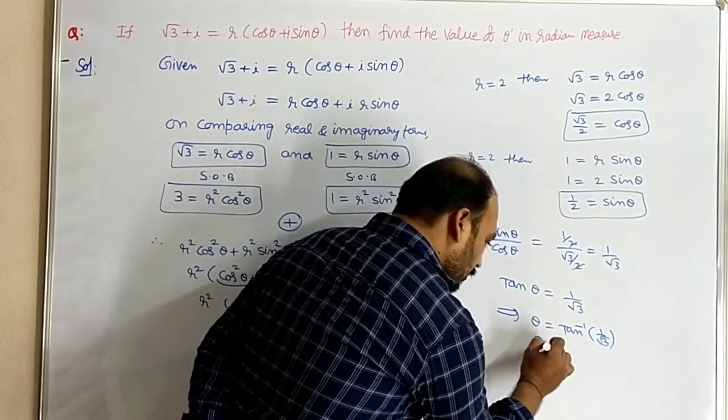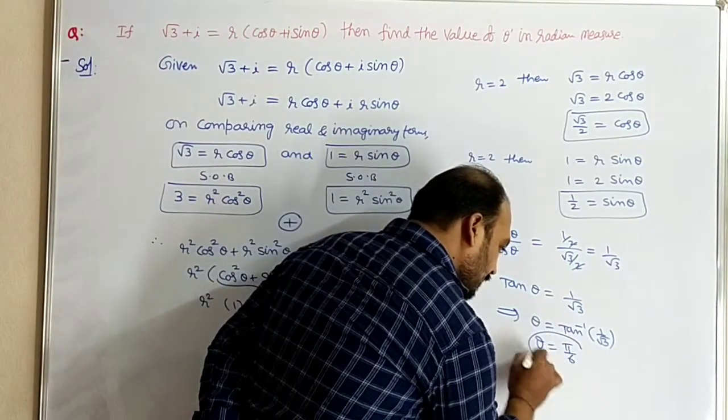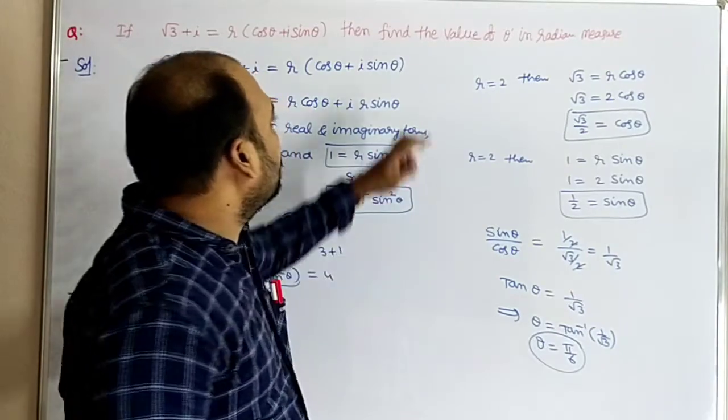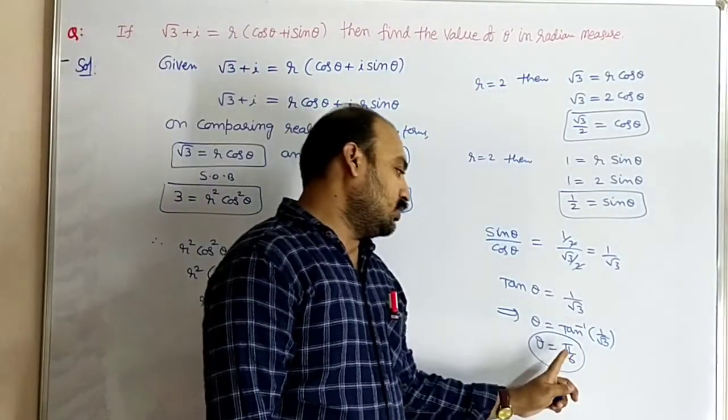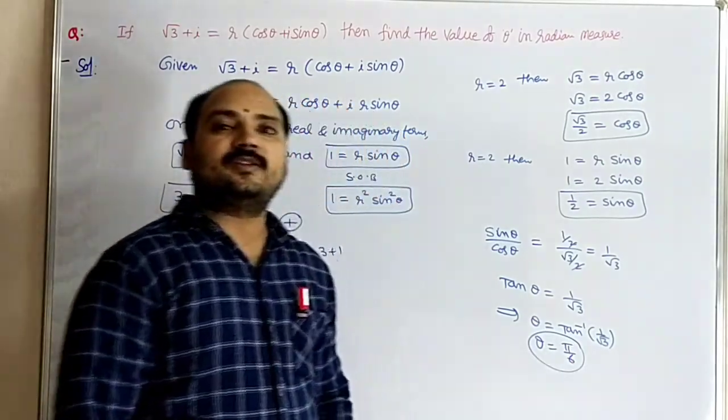So theta equal to 30 degrees, that is pi by 6. Here they are asking to find the value of theta in terms of radian measure. So theta equal to pi by 6, that is 30 degrees.